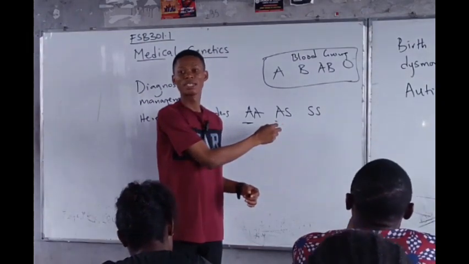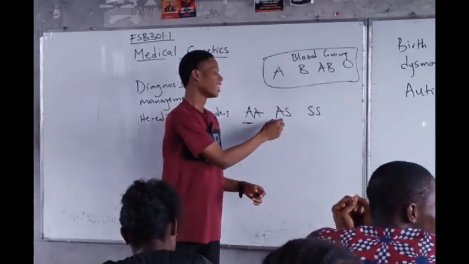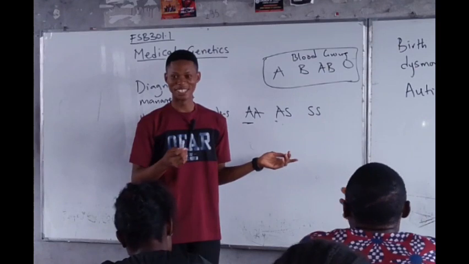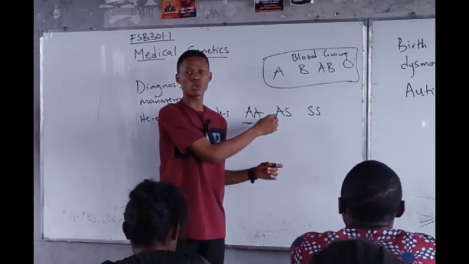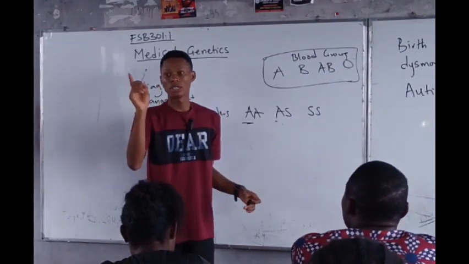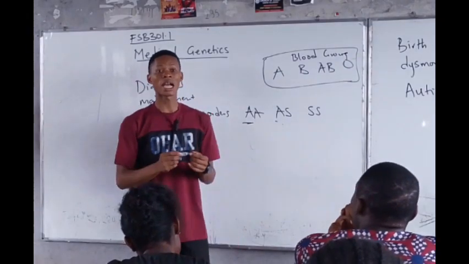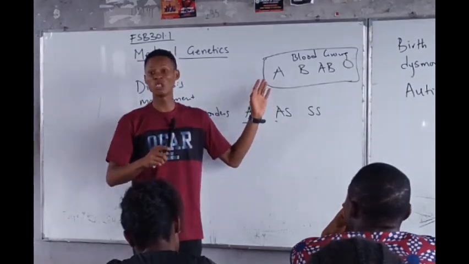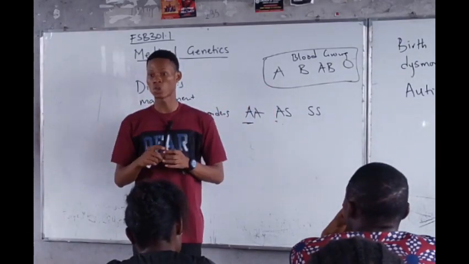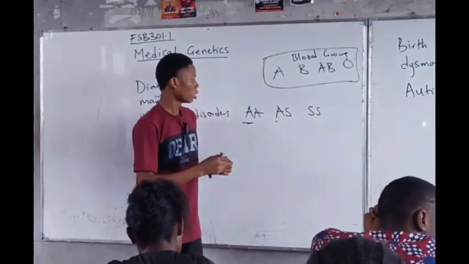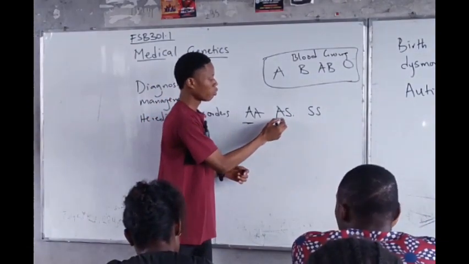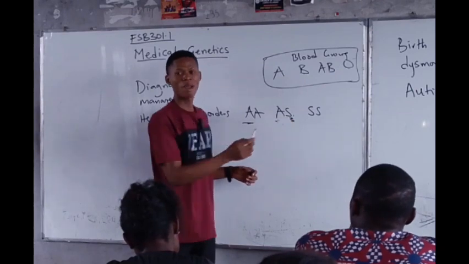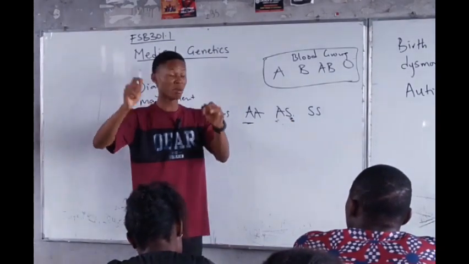Alright, AS, we said they are carriers, right? Now look at the reason why we call them carriers. Please, as I always say, anything you don't understand, call me back, because I don't like giving too much notes. We said AS are carriers because look at this S. This is sickle cell trait, right?